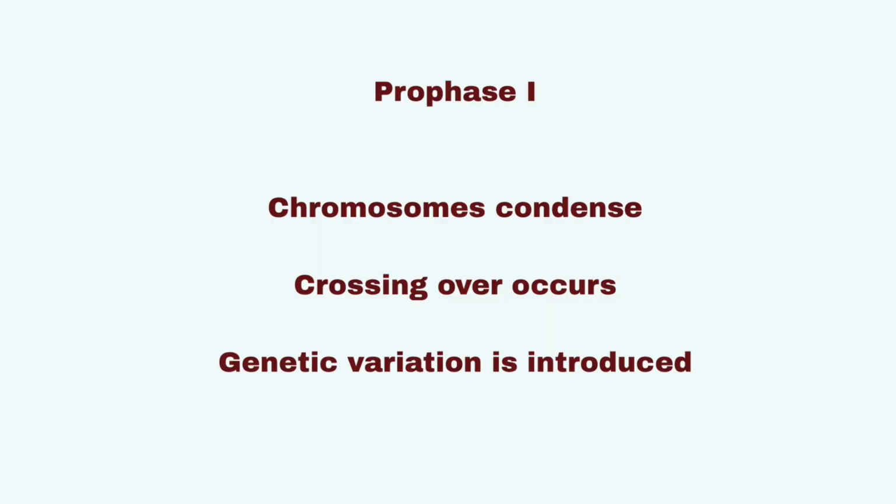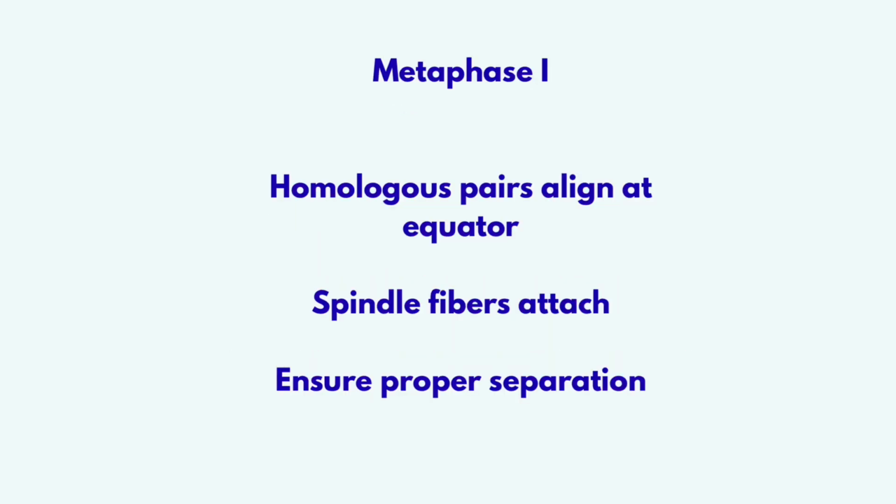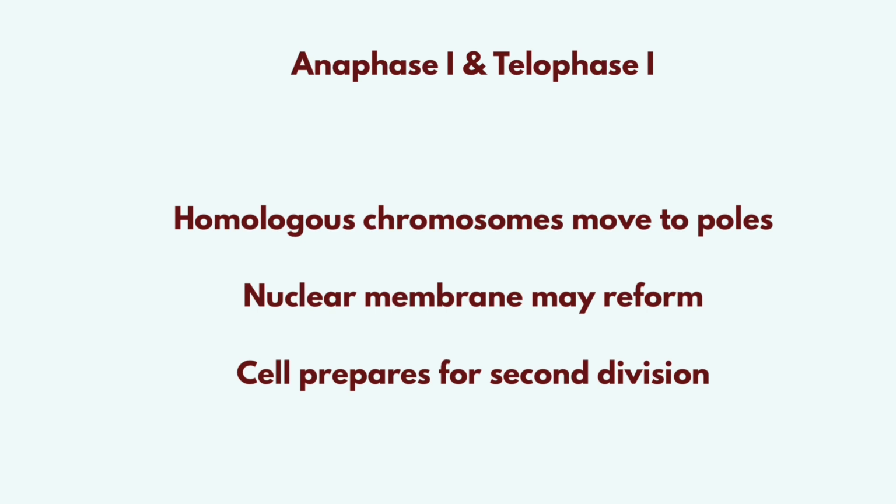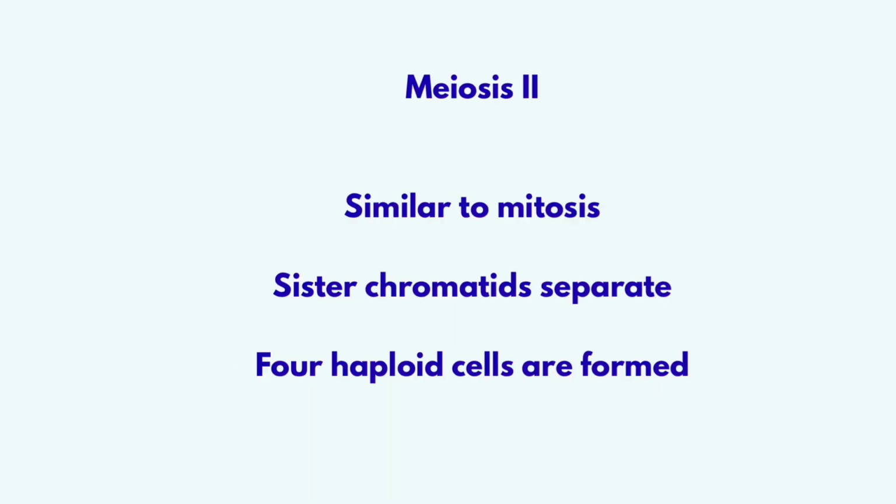Metaphase 1. Tetrads line up at the metaphase plate. Independent assortment occurs, random distribution of chromosomes. Anaphase 1, the homologous chromosomes separate and move to opposite poles. Sister chromatids remain together. In telophase and cytokinesis, nuclear membrane may reform and varies in species. Cytoplasm divides, 2 haploid cells.